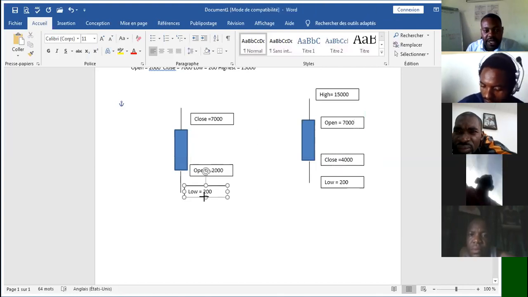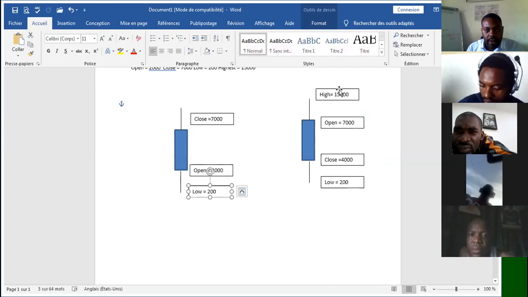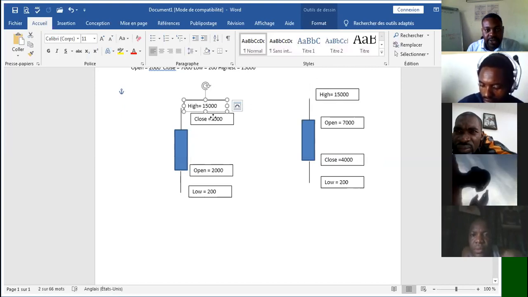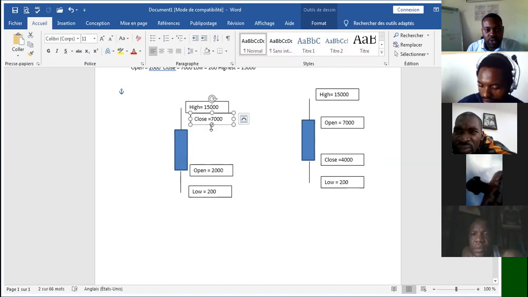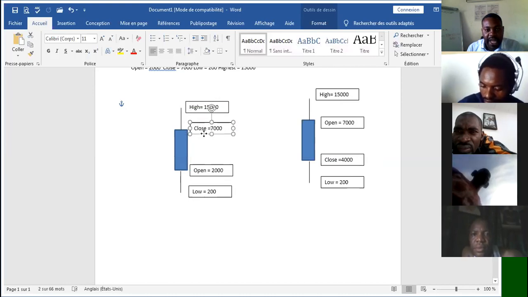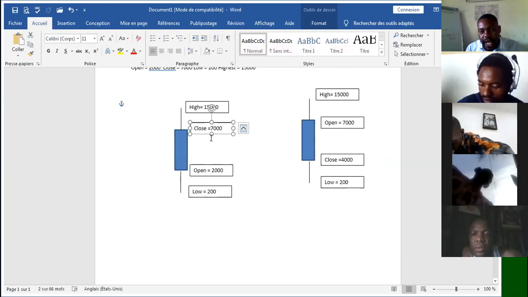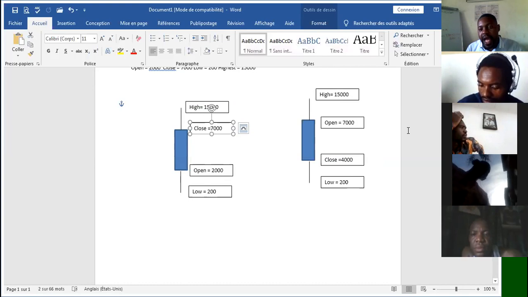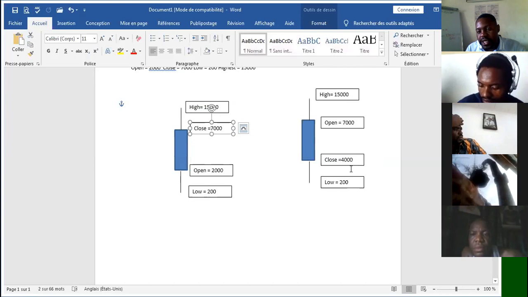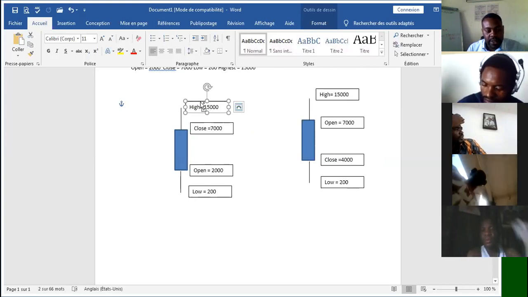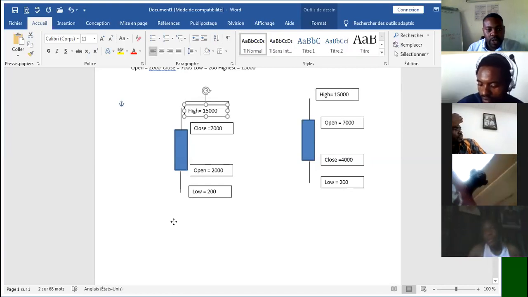So the first candle that we did was a bullish candle, and the second candle that we have just done is a bearish candle. What is the difference between the two? The open and the close price. In a bullish candle, the market opens at a low price and closes at a high price. And in a bearish candle, the market opens at a high price and closes at a low price. So those are two candlesticks.